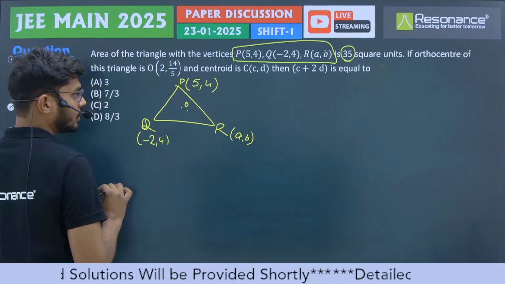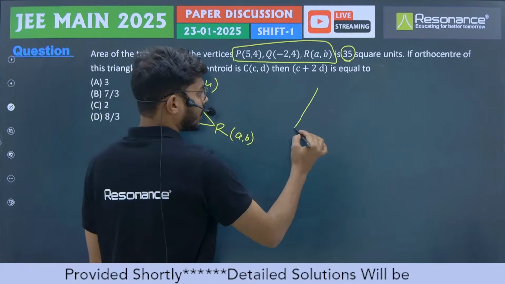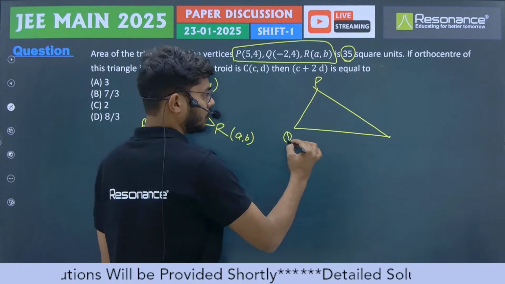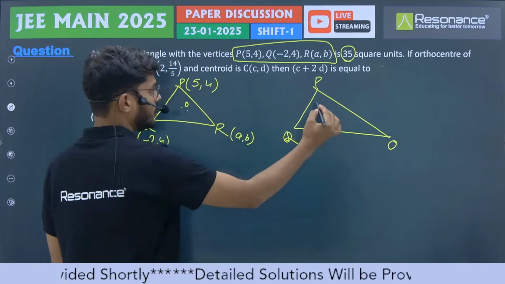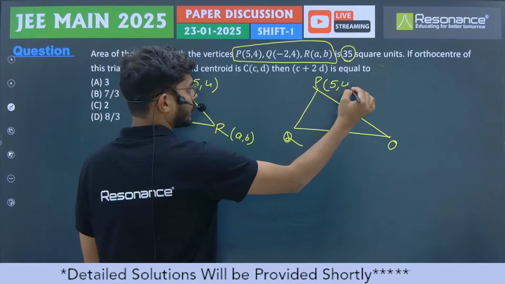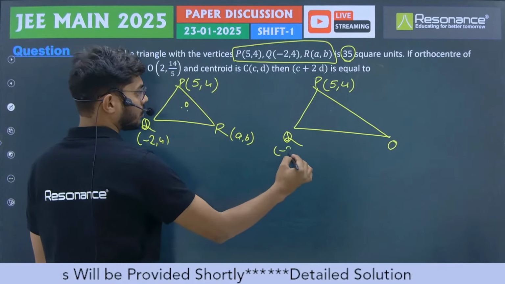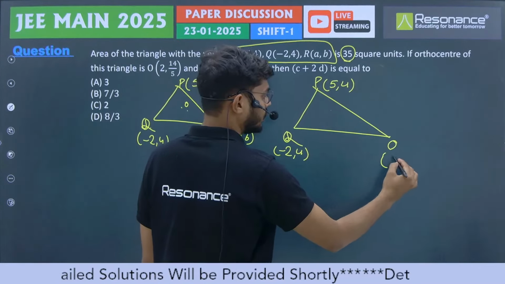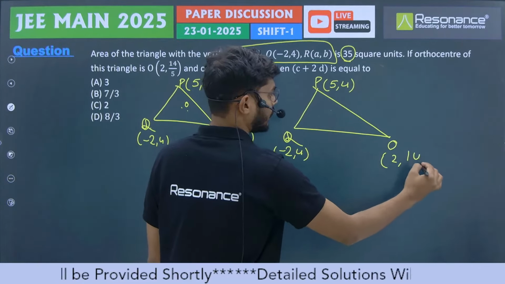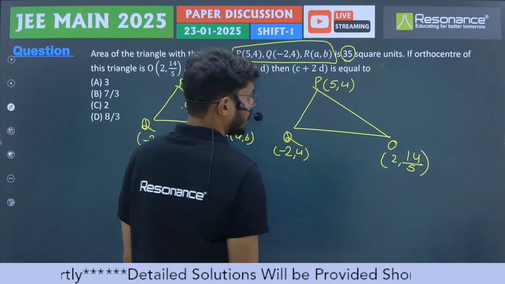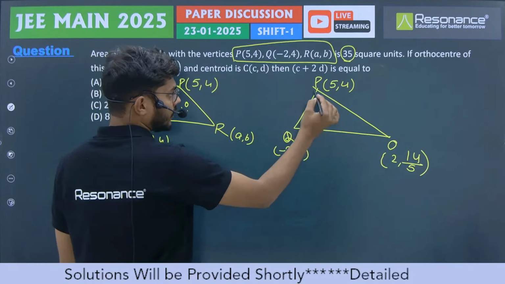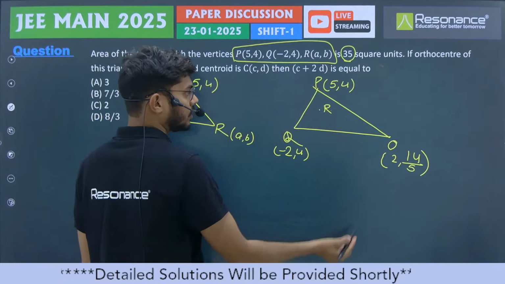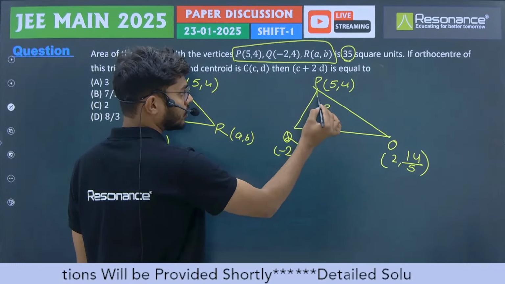So I will make one more triangle with points P, Q, and O. The point P is given as 5, 4. This point is given as minus 2, 4. And that point is given as 0, 14 by 5. The orthocenter of this is going to be R. So what I will do, a simple question: a triangle is given, can we find the orthocenter?